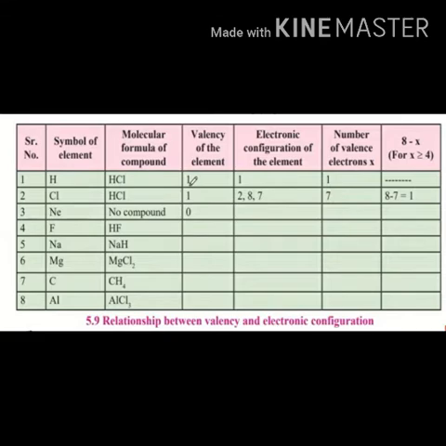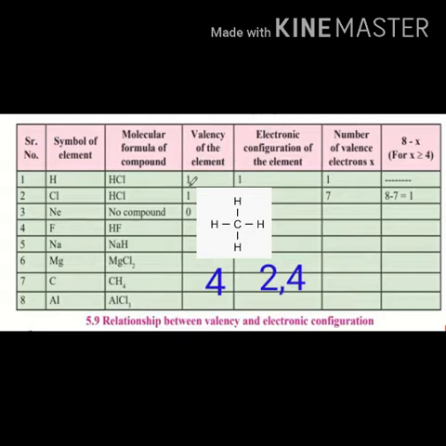Number 7 is carbon. Its symbol is C. The compound which carbon forms with hydrogen is CH4, that is methane. As here 4 hydrogen atoms are bonded to one carbon atom, it means valency of carbon is 4. Its electronic configuration is 2, 4. It means there are 4 electrons in its valence shell. Hence 8 minus 4 is equal to 4.